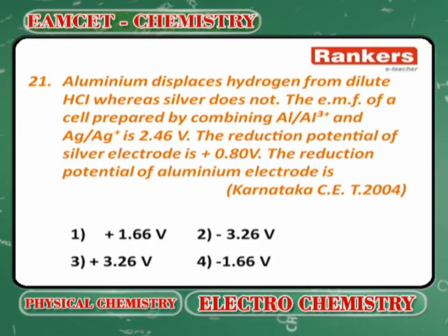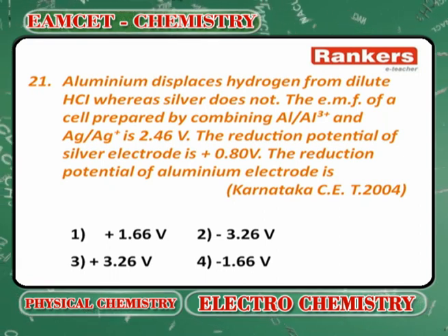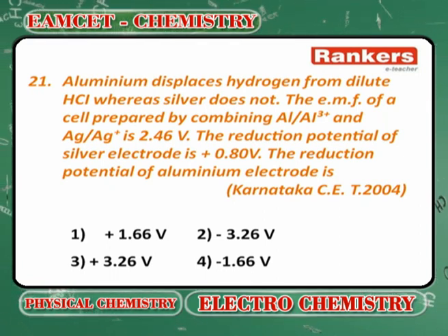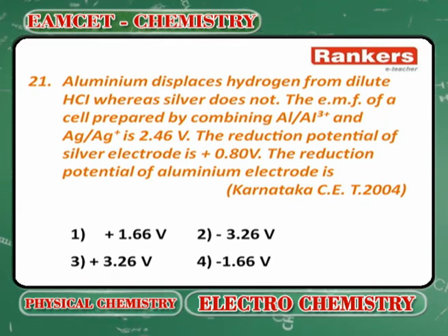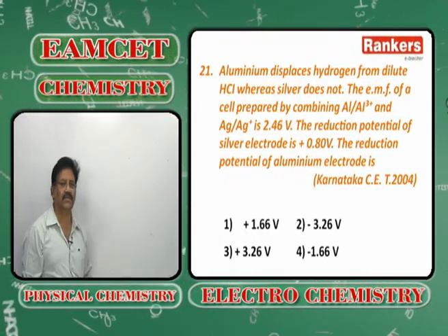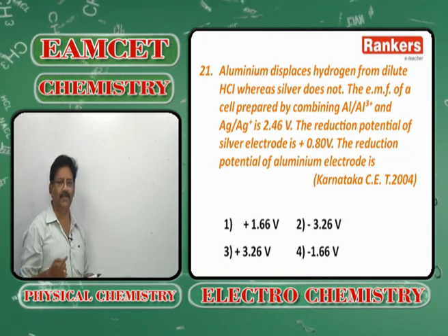Next, aluminum displaces hydrogen from dilute HCl, whereas silver does not. The EMF of the cell prepared by combining aluminum and aluminum plus 3, and Ag and Ag plus, is 2.46 volts. The reduction potential of the silver electrode is plus 0.8 volts. What is the reduction potential of the aluminum electrode? This is an application of the electrochemical series. What is the important point to remember?